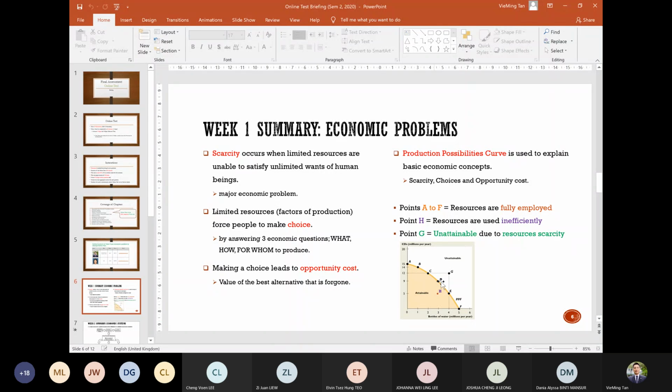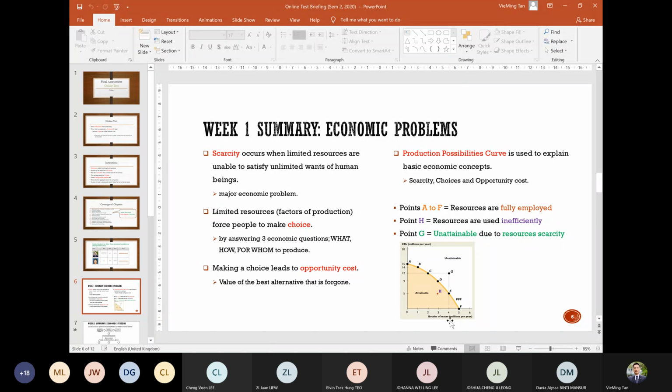These are the points whereby the nation can maximize the resources in order to produce output of CDs and bottled water. The points along the PPF or PPC are the points that can maximize the resources to maximize the production of both CDs and bottled water.